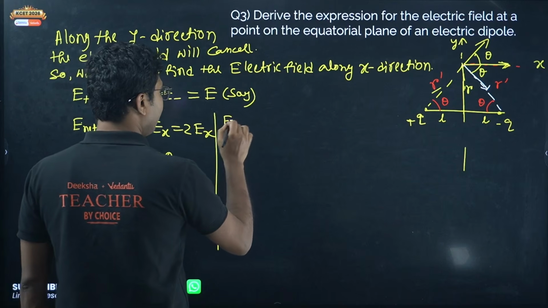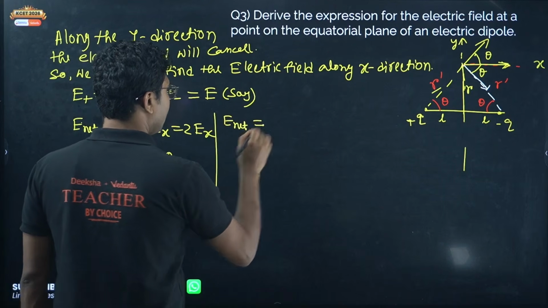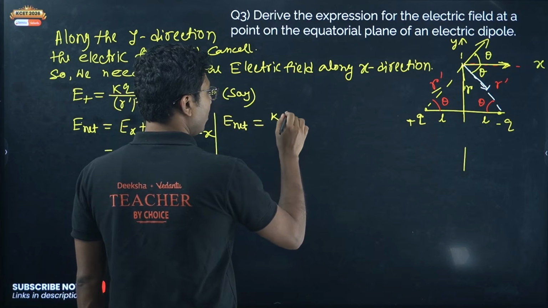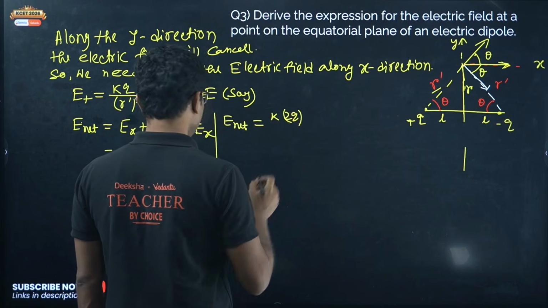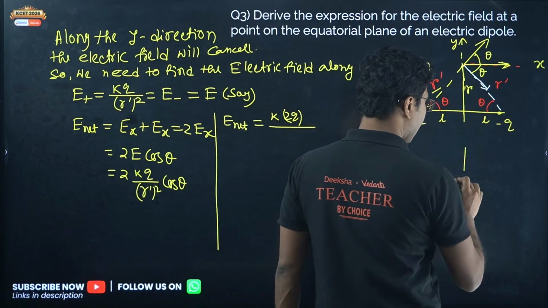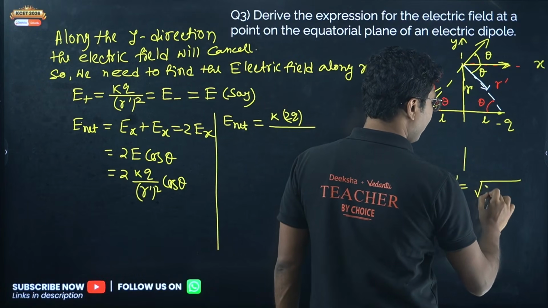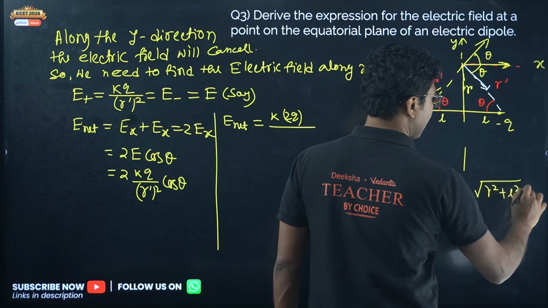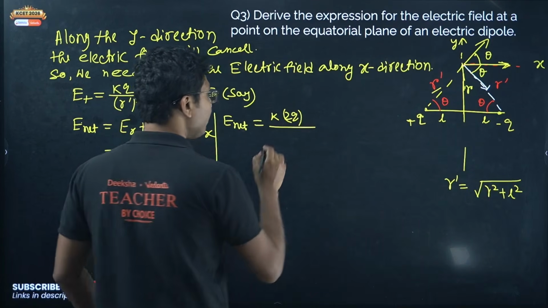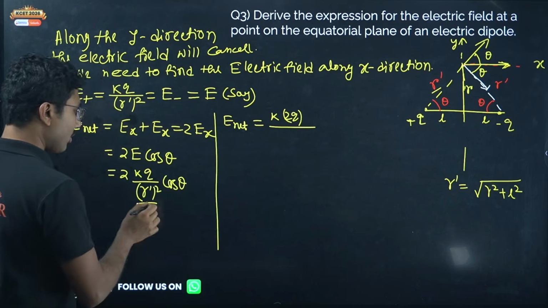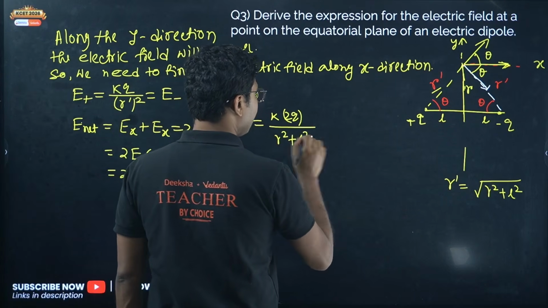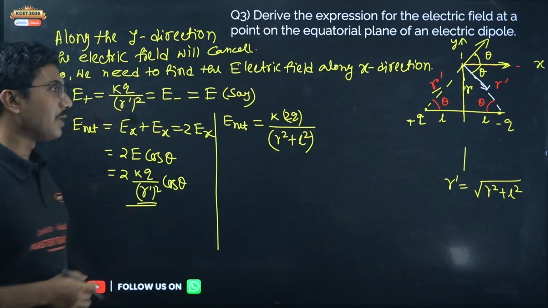So net electric field is given by 2K into 2Q divided by R dash. So from Pythagoras theorem we can say that R dash is actually equals to square root of R square plus L square. Right, this is L, this is R, so from Pythagoras theorem, hypotenuse, and we have square of it, so it will be R square plus L square. Very simple, right? It will be R square plus L square.